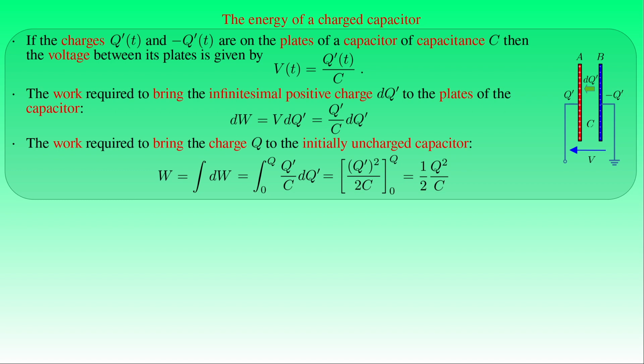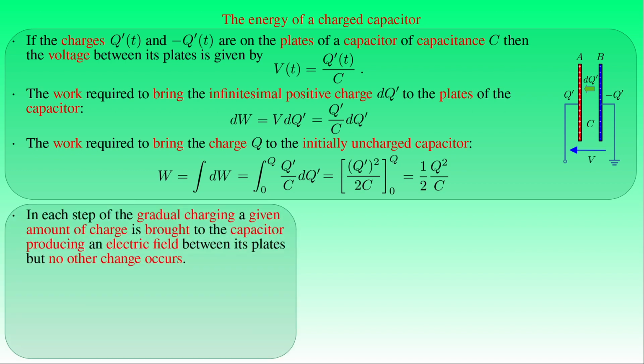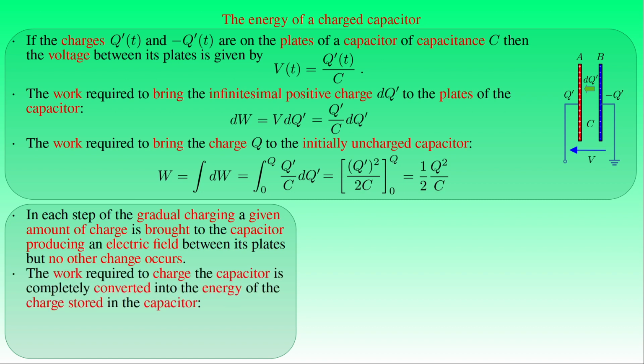If the capacitor is gradually charged, in each step a given amount of charge is brought to its plates producing an electric field between them, but no other change occurs. As a result, we can assume that the work required to charge the capacitor is completely converted into the energy of the charge Q. Then the energy U of a capacitor storing the charge Q is equal to 1 over 2 times the ratio of the charge Q squared to the capacitance C of the capacitor, or 1 over 2 times the capacitance C times the square of the voltage V between the plates of the capacitor.